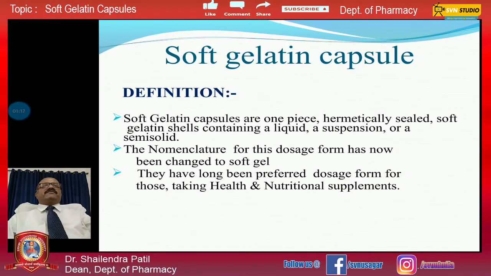Coming to the soft gelatin capsule, how can you define this? Soft gelatin capsules can be defined as one-piece hermetically sealed soft gelatin shells containing a liquid, a suspension, or a semi-solid. The nomenclature for this dosage form has now been changed to soft gel, and they have long been the preferred dosage form for those taking health and nutrition supplements.